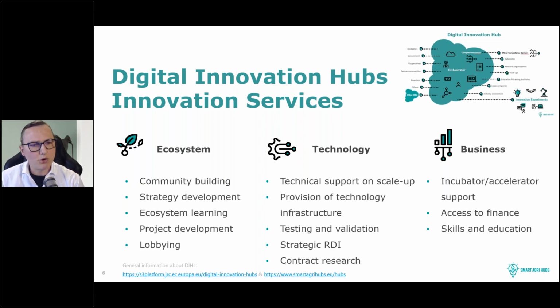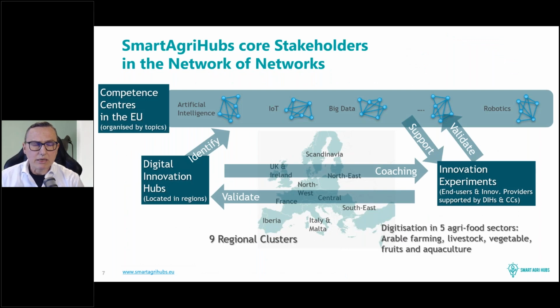If you would like to learn more, on the one hand, we have some information on our website, as you see down on the slides there, as well as on the S3 platform, the Smart Specialization Strategy. Also there you get more information. And on our website, we have our portal with the innovation forum. There you also have a map where you can find digital innovation hubs already involved. And therefore, what are we doing in the project?